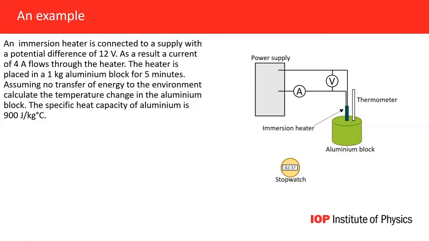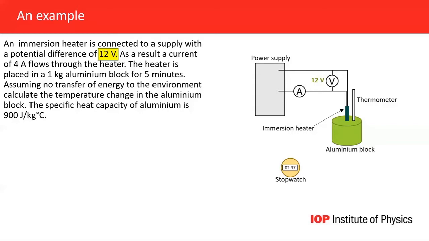So this will be quite a familiar type of example. An immersion heater is connected to a supply with a potential difference of 12 volts. As a result, a current of 4 amps flows through the heater. The heater is placed in a 1 kilogram block for 5 minutes. Assuming no transfer of energy to the environment, calculate the temperature change in the aluminium block. The specific heat capacity of aluminium is 900 joules per kilogram per degree C. And of course, this will be familiar as one of the required practicals.